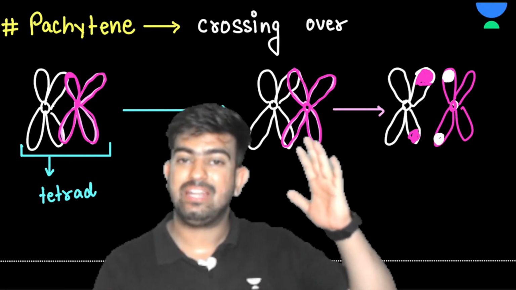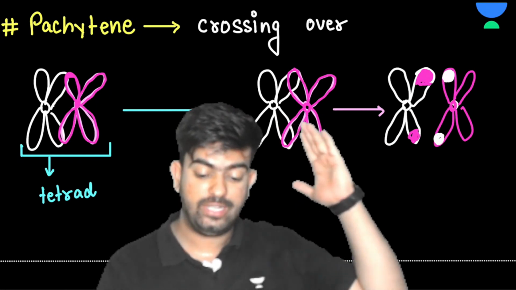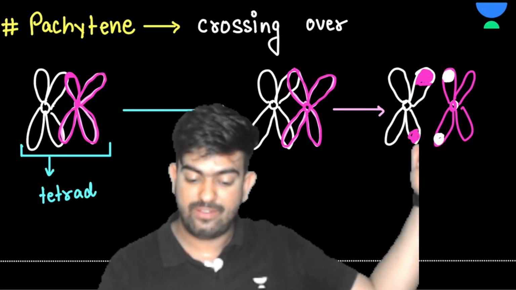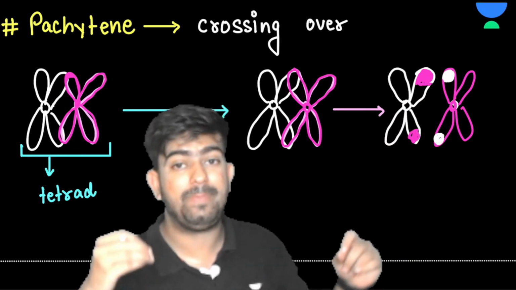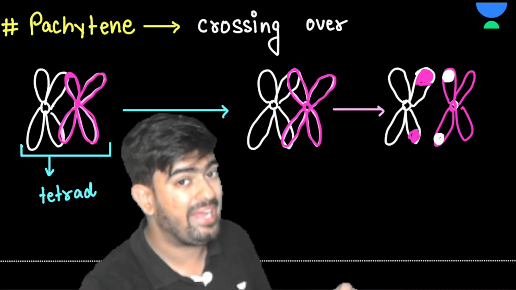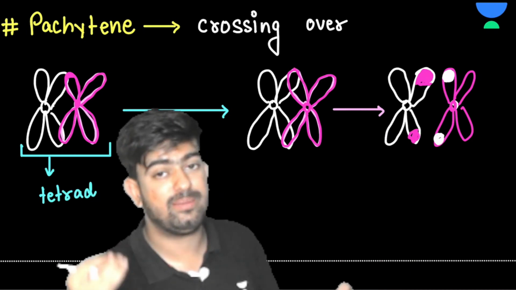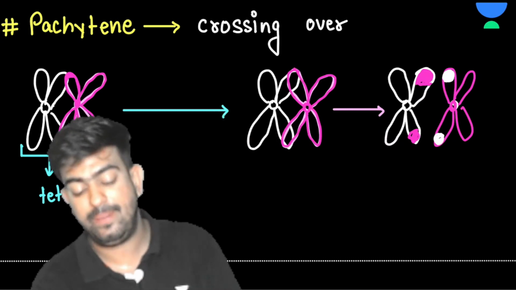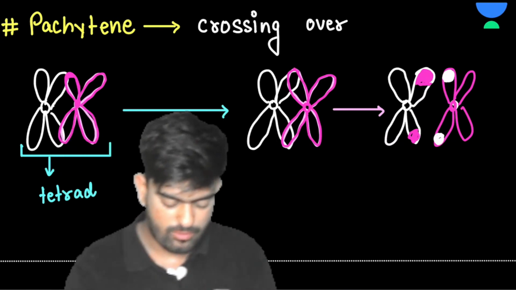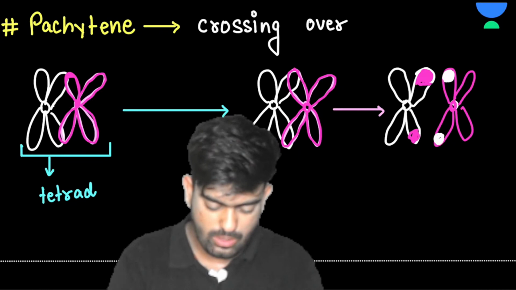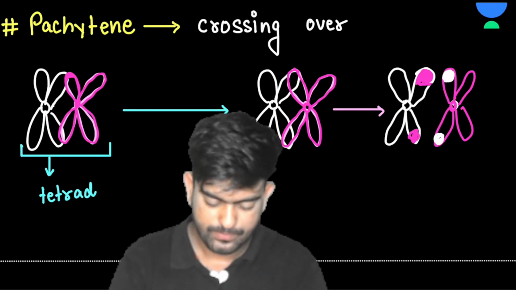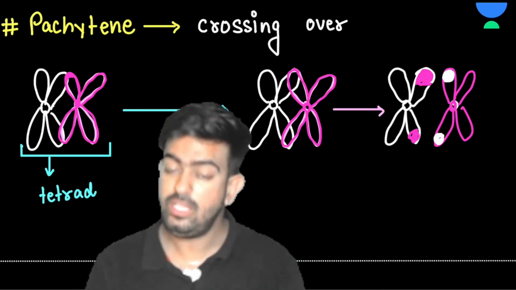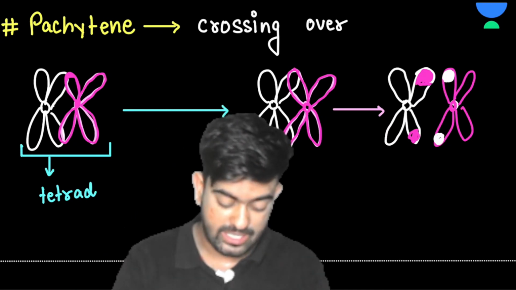When the crossing over ended, Julie's chromosome had some part of Harry's chromosome, and Harry's chromosome had some part of Julie's chromosome. So the crossing over took place here. Clear? Okay. Now let's move on and discuss some other terminologies which are very important for us.